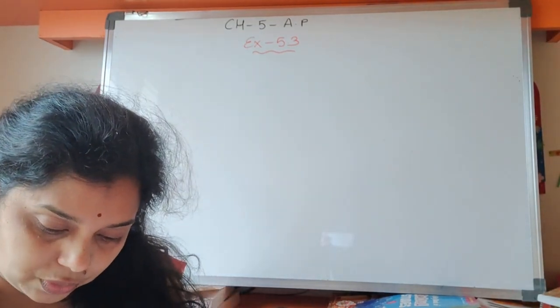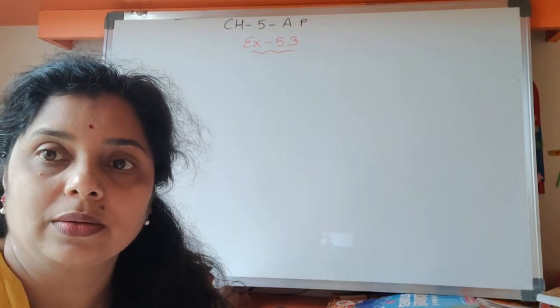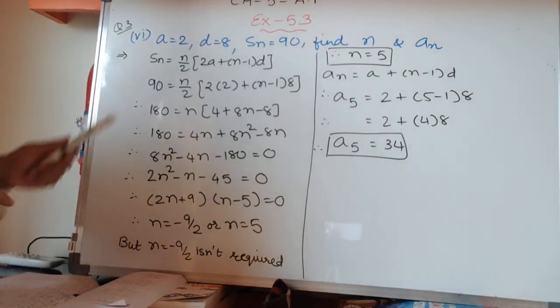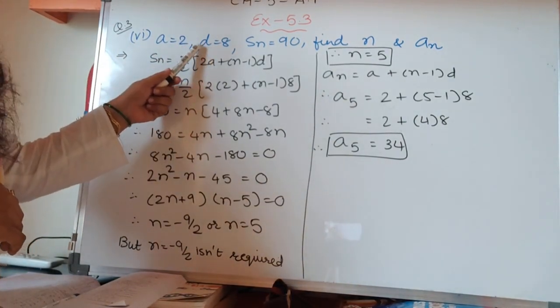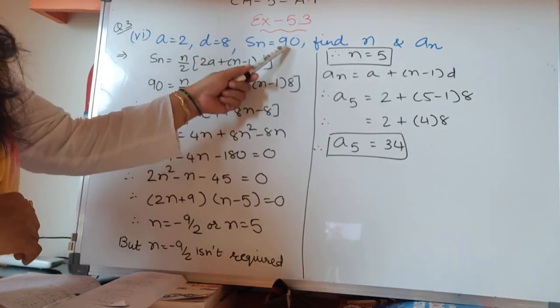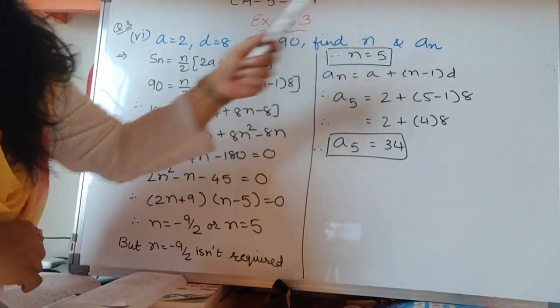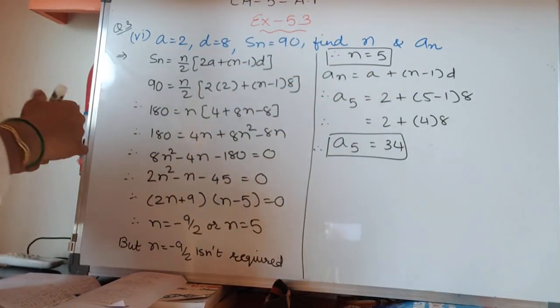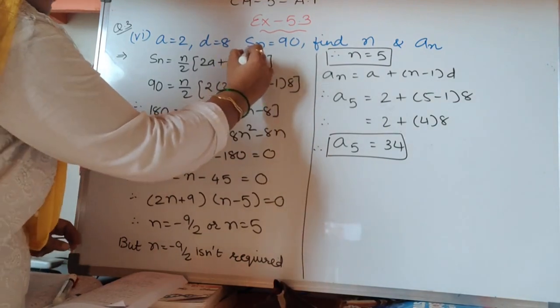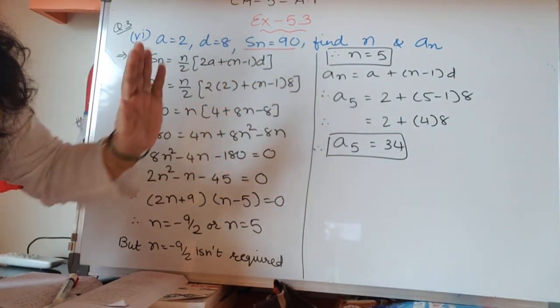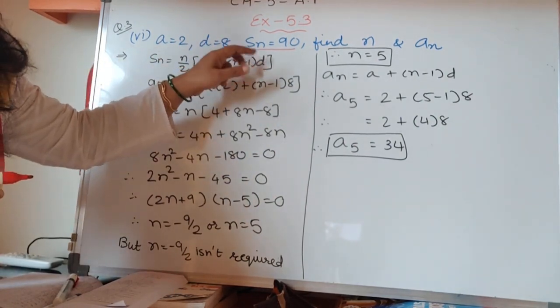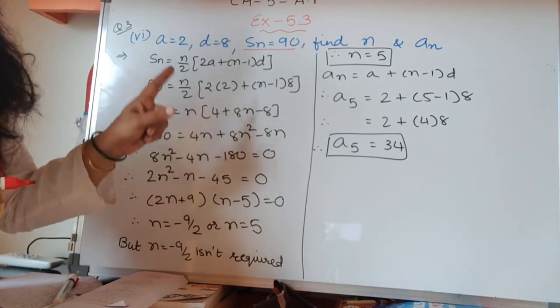Okay, let's move to the next one, the sixth one. Now start the sixth one. a is equal to 2, d is equal to 8, Sn is equal to 90, and find the value of n and an. Here Sn is given. It is not a specific term, it is Sn. So in short, the value n we have to find out.